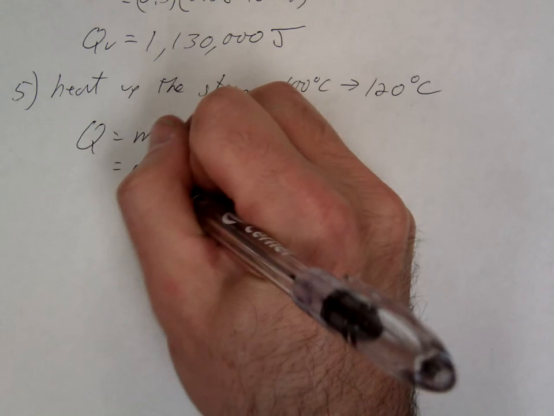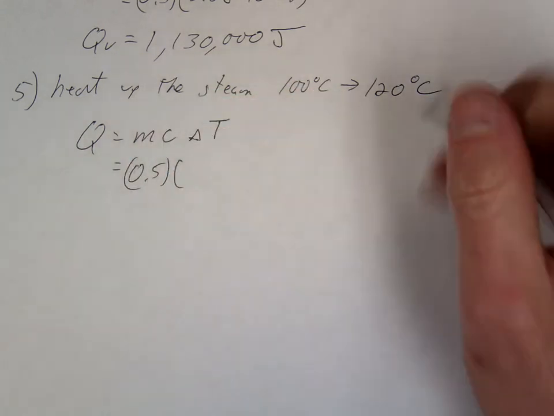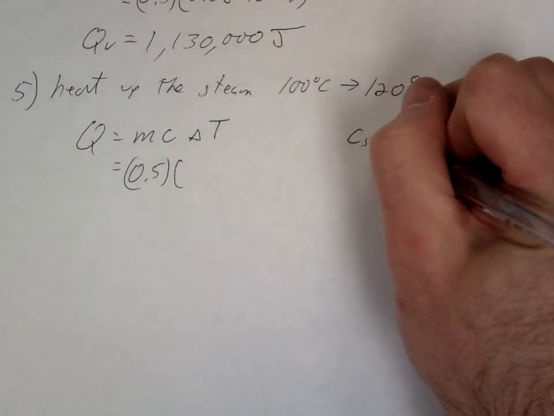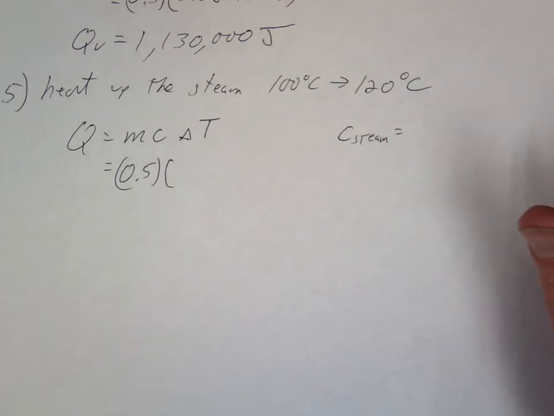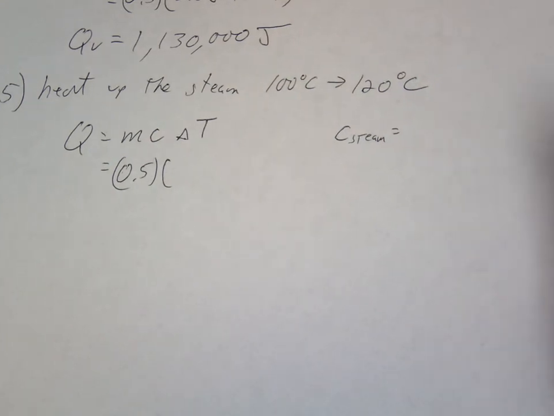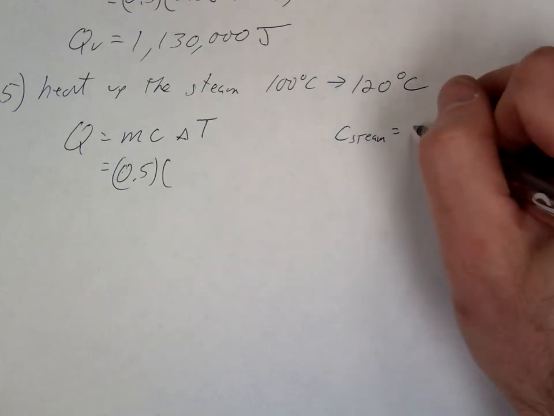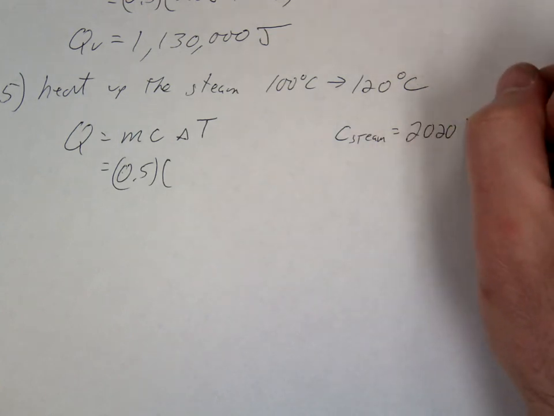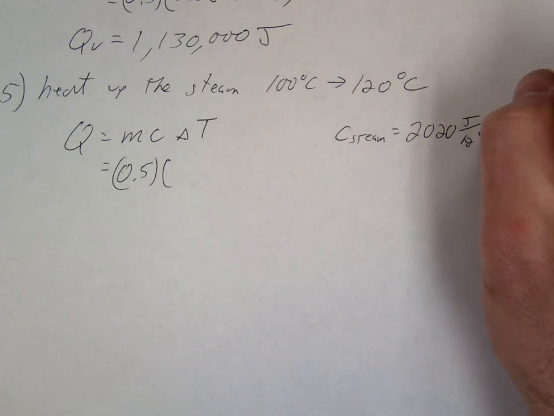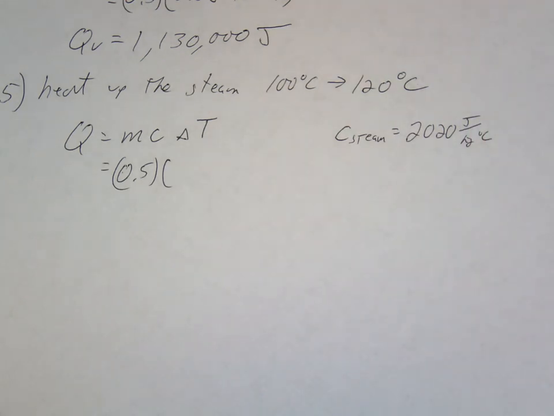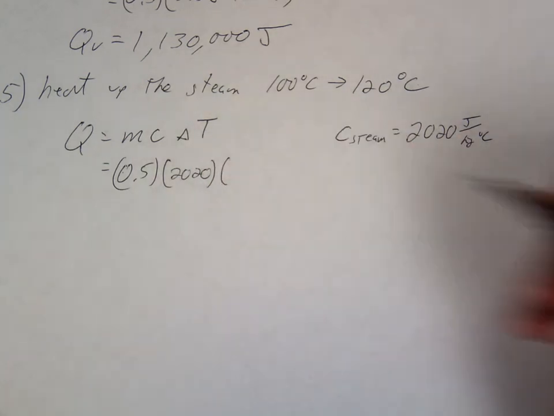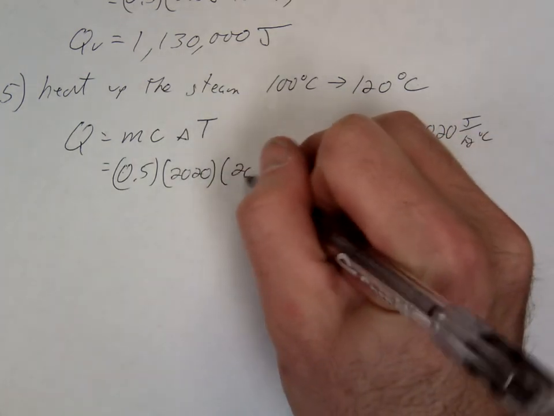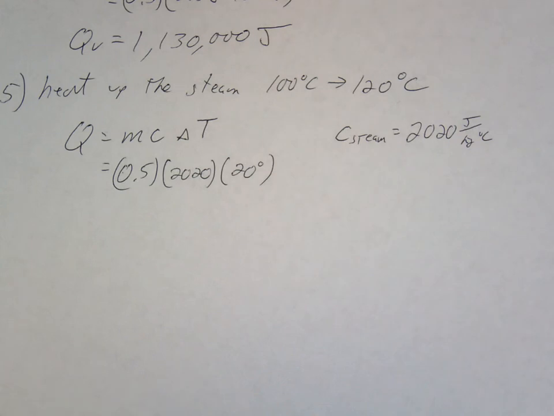Alright, so our mass was 0.5. Now C for steam is going to be different than liquid or ice. So C for steam, it's almost the same as the ice. It's 2020. And the change again is 100 to 120. That's a 20-degree change.